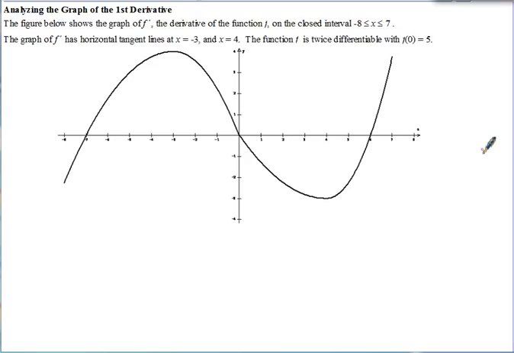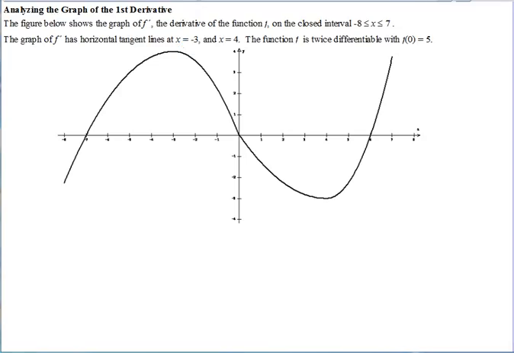The graph of f prime has horizontal tangents at x equals -3 and x equals 4. They're telling you that just so you can tell exactly where it is, so you don't have to guess where those horizontal tangents are. And it says the function f is twice differentiable. You can take the derivative of it twice, with f of 0 equal to 5.